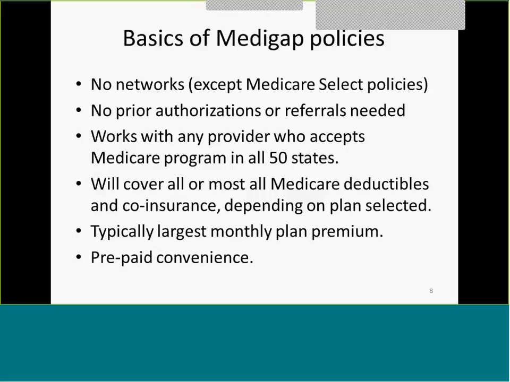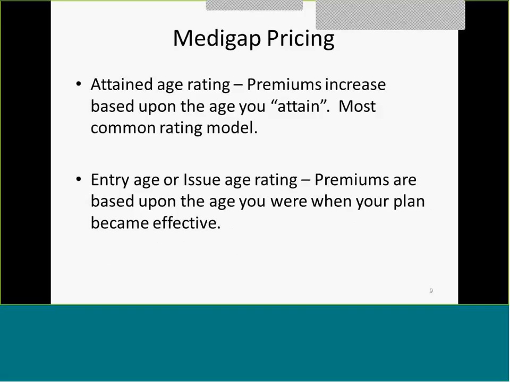Okay. So it's typically the largest monthly plan premium, and it's prepaid convenience. I was paying $8 a month for insurance when I was under 65, so now I pay $150 for a supplement and $105 for B and a Part D plan that adds up to $300. That's a bargain. I got $500 a month more in my pocket. Okay? You need to understand Medigap pricing.